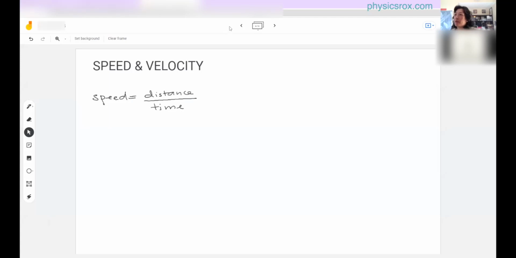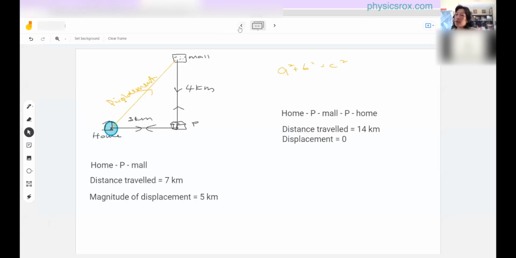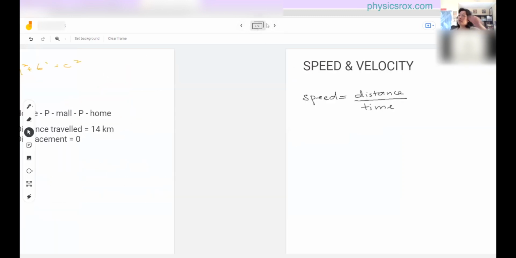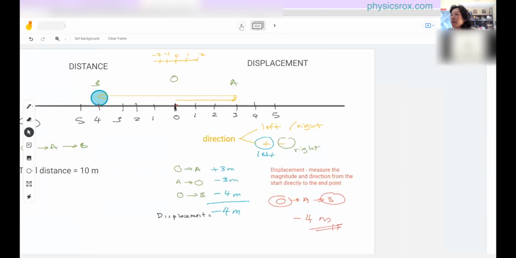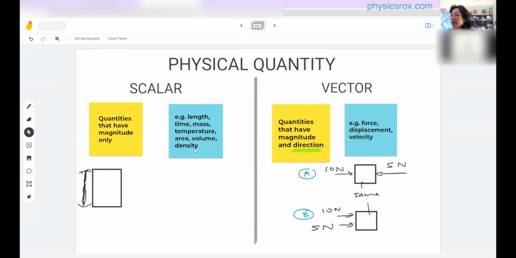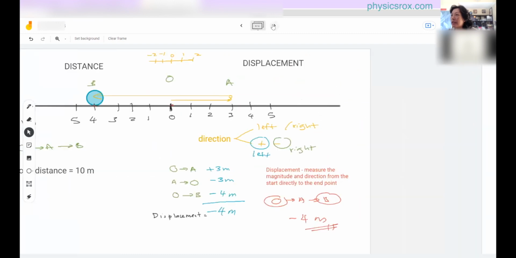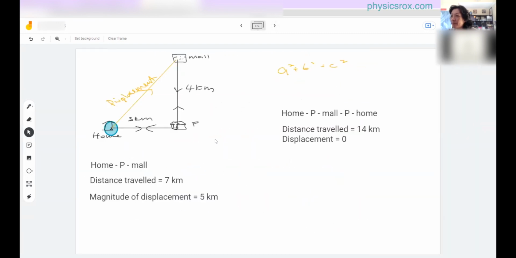Okay, so yesterday we covered the concept of distance and displacement already. So today, let's go into speed and velocity. So remember that the difference is about scalar and vectors, right? Scalars have magnitude only, vectors have magnitude and direction. So distance and displacement are actually you measuring almost the same thing.